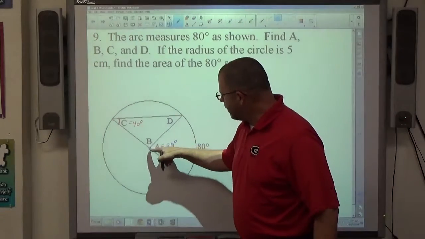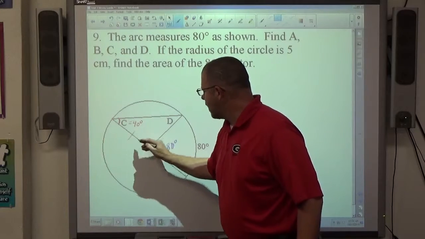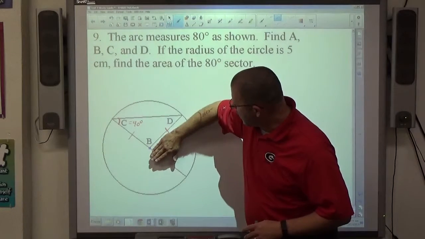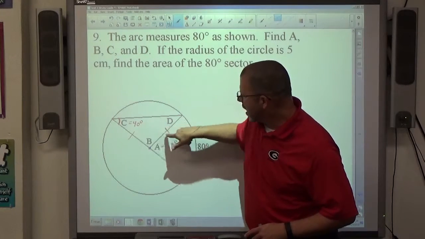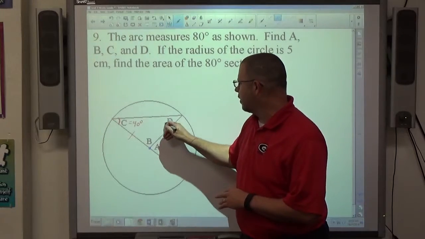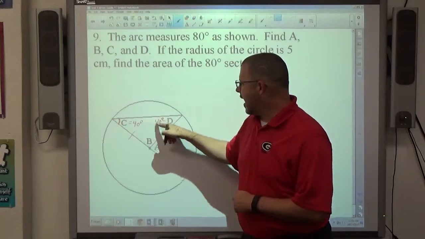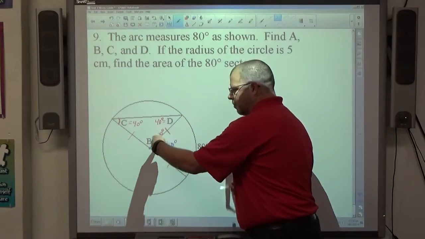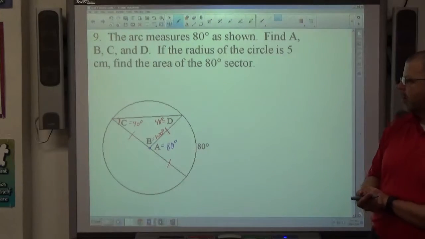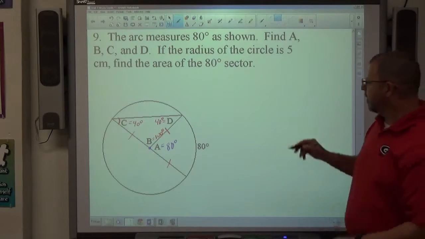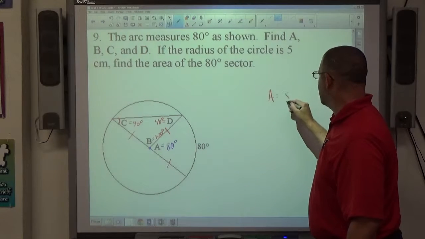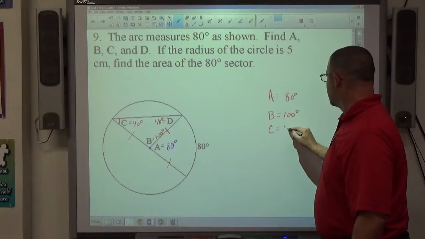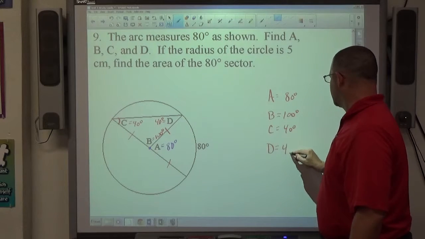I also know that if this is the center of the circle, this radius equals that radius. What's important to me is the fact that there's an actual isosceles triangle, so C and D have to be equal to each other. And 80 plus 100 is equal to 180. Or here's a straight line. 80 plus 100 equals 180. Take your pick on how you want to do that, but you can find A, B, C, and D very easily there. So if I start listing my answers, A is equal to 80 degrees, B is equal to 100 degrees, C is equal to 40 degrees, D is equal to 40 degrees.